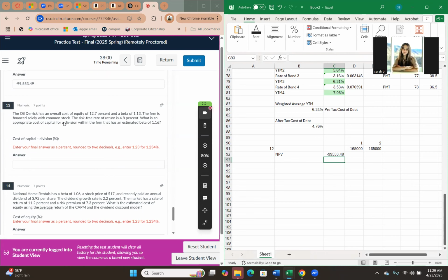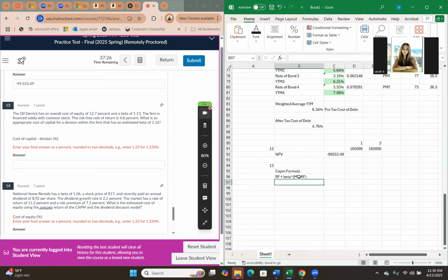So we need to find the cost of capital for a beta of 1.16. We know that this is going to take a little bit of algebra, but not too bad. So let me start a new question. Let's write down the CAPM formula to remind ourselves. It's the risk-free rate plus beta times market rate minus risk-free rate.